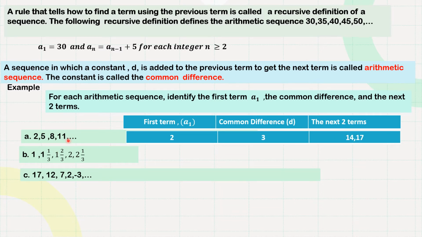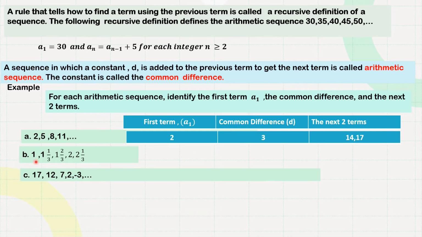Now, how can we obtain the next two terms? This 11, plus the common difference, equals 14. Next to 14, plus the common difference, is the next term. The next two terms of the first sequence are 14 and 17.